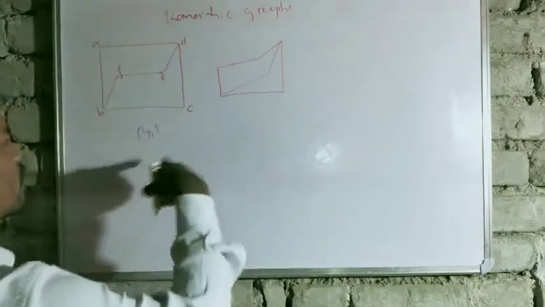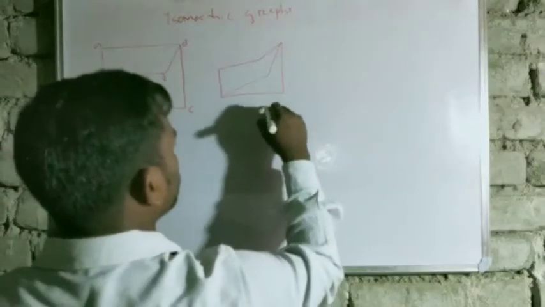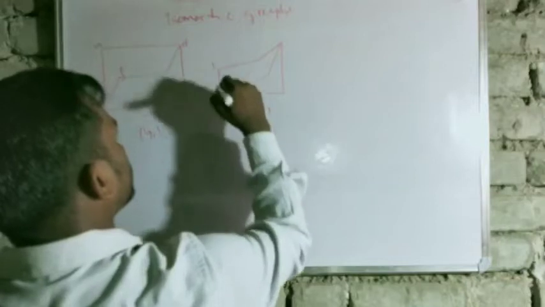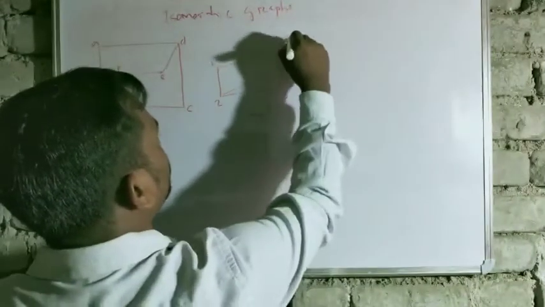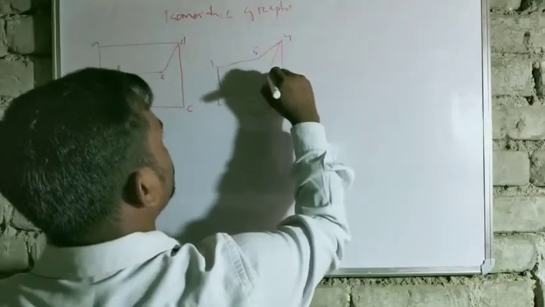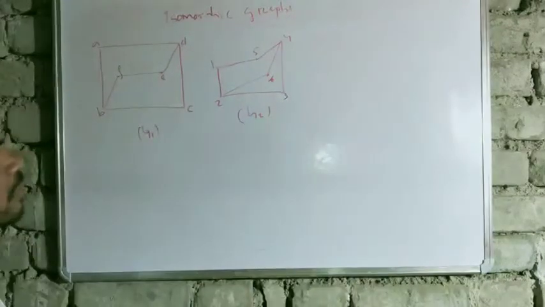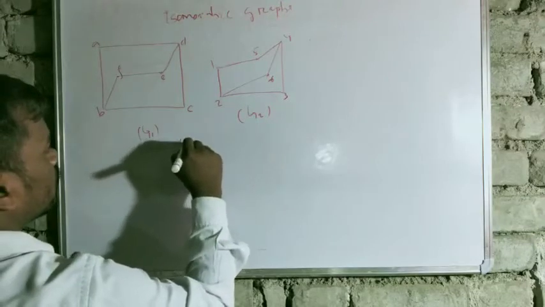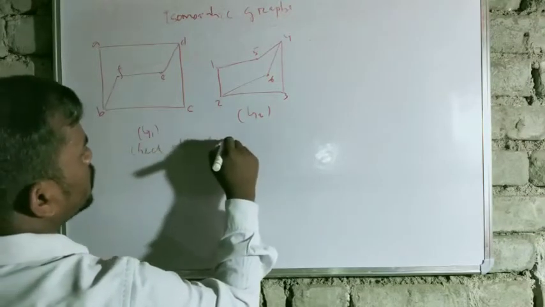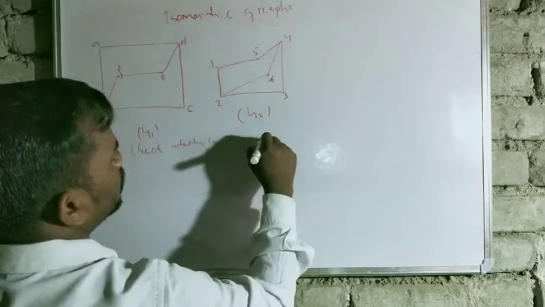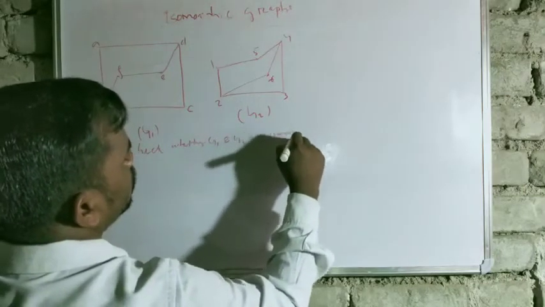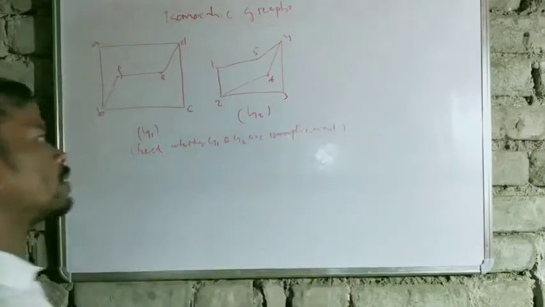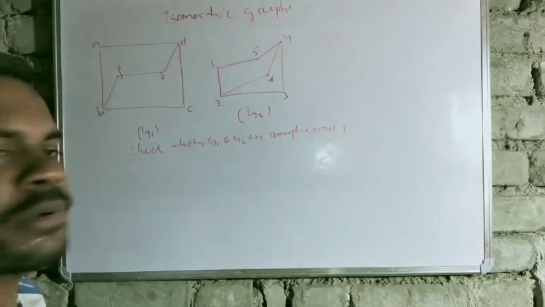Okay, this is the graph G1 and this is a graph G2. Name the vertices: 1, 2, 3, 4, 5, 6. These are two graphs. Check whether G1 and G2 are isomorphic or not. So what will be our first step?